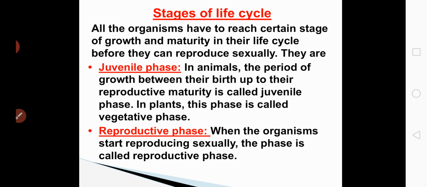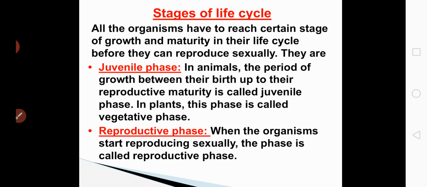All the organisms have to reach a certain stage of growth and maturity in their life cycle before they can reproduce sexually. They are the juvenile phase, reproductive phase and senescence phase. Under life cycle, each and every organism possesses three stages: the juvenile phase is the first phase, the second phase is the reproductive phase, and the third phase is the senescence phase.